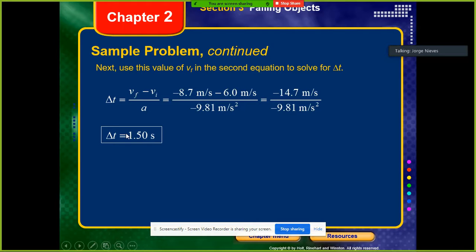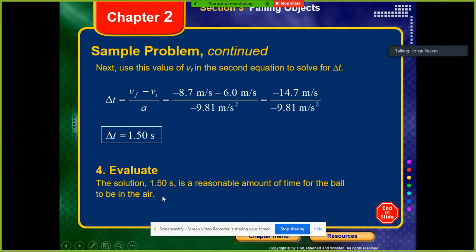So that's how long the ball is going to be in the air before it strikes the floor. Any questions on how we do this? So the ball is going to be in the air 1.50 segundos, casi 2 segundos, ¿verdad? Preguntas de este ejercicio. That's basically how you're going to do a problem of falling objects. Vamos a continuar.